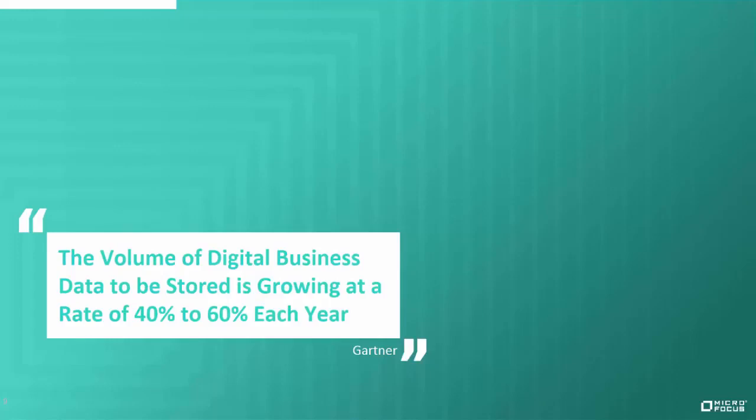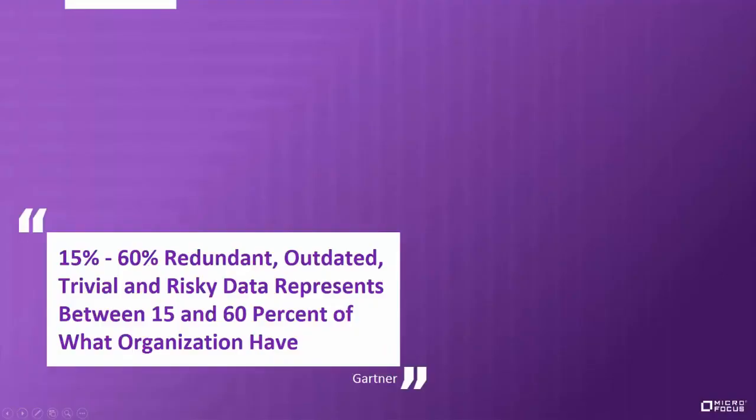One other thing, too, that's really interesting is that your data store is growing every day. And that data is becoming outdated. It's becoming trivial. But the rate of growth is about 40 to 60% each year. So you need to be able to manage that data. How are you doing that? And then building on what I was saying before, Gartner has said that about 15 to 60% of data is trivial, redundant, outdated, risky. That's about what you have in your data stores now, depending on your organization. So you need to be able to manage that data.